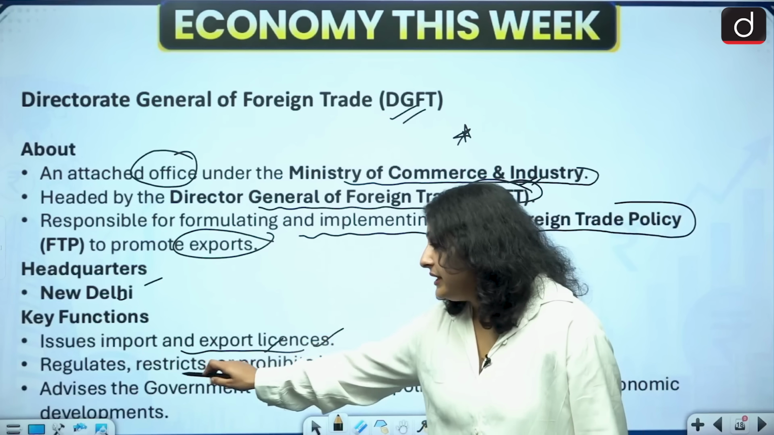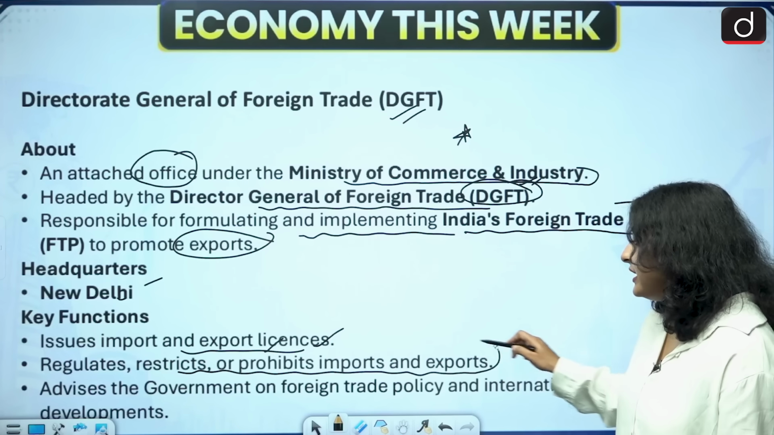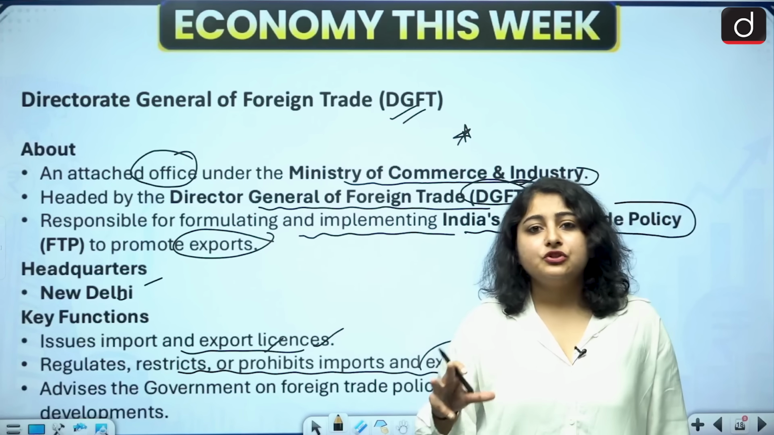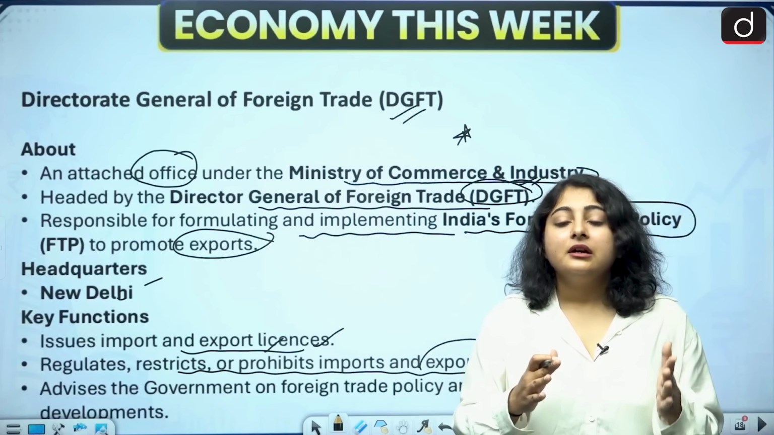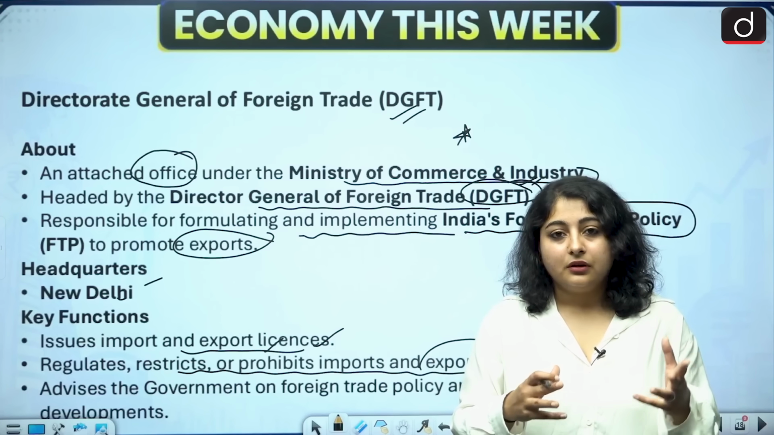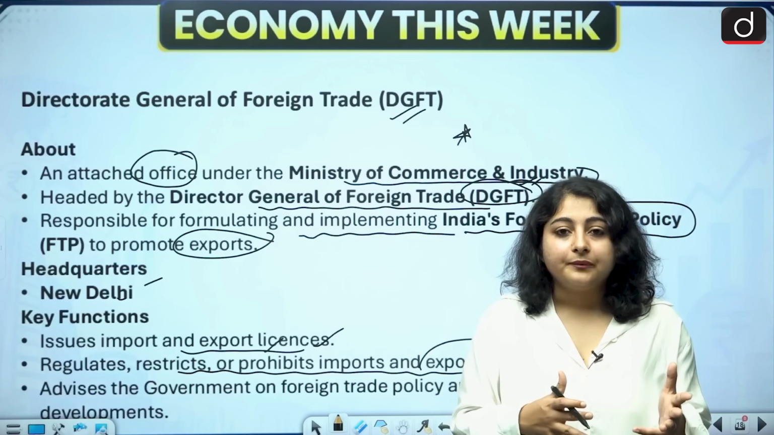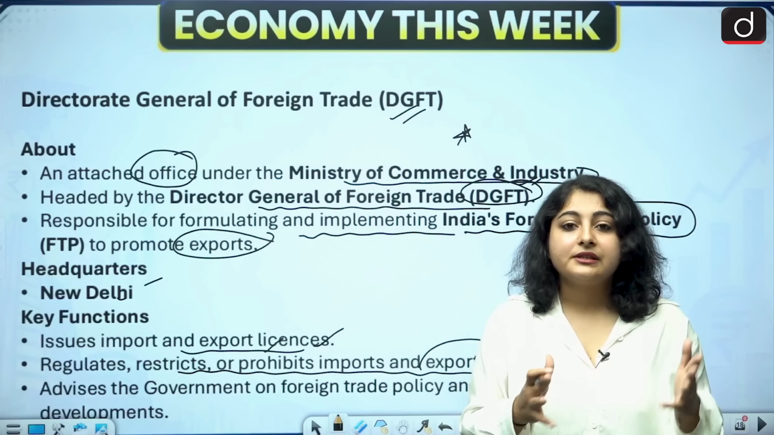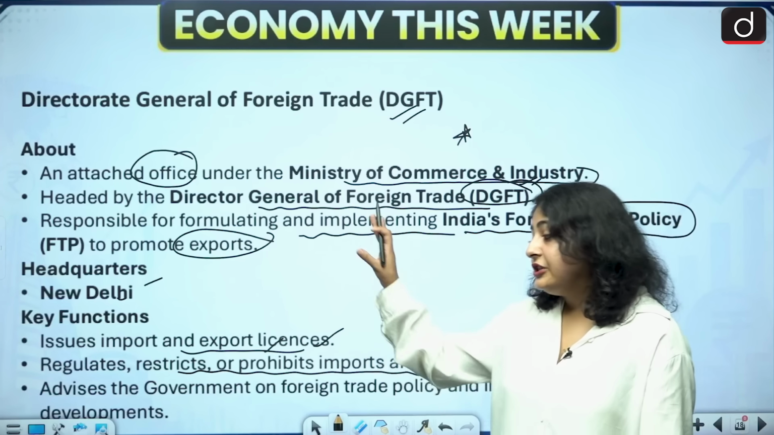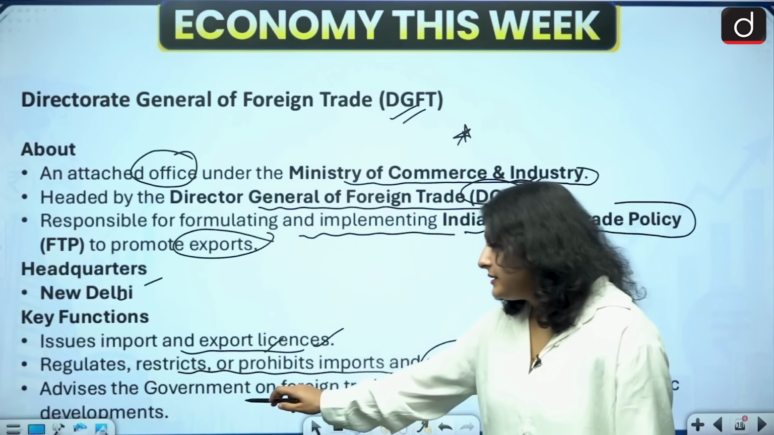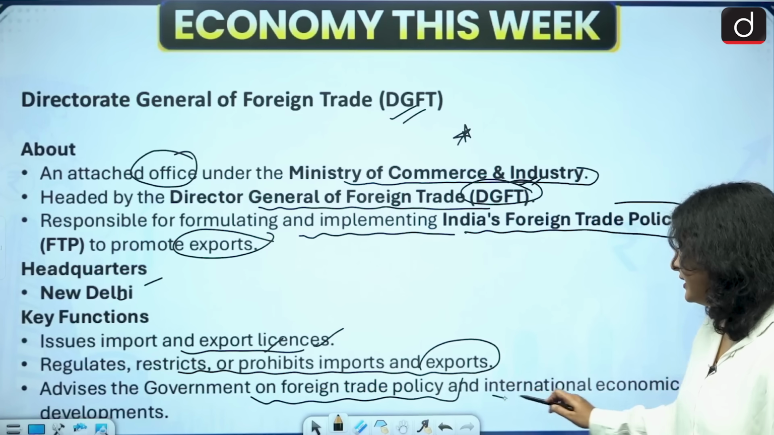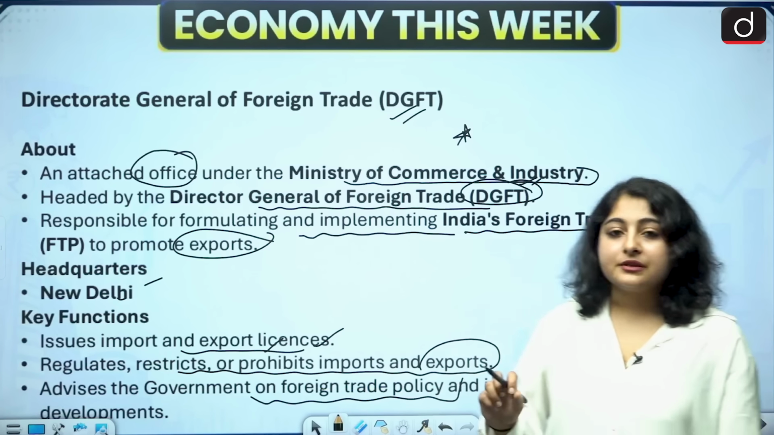Then it also regulates, restricts or prohibits import and export. There are certain things which you cannot import. There are some key endangered species, it could be an animal, it could be a plant, flora and fauna. You cannot trade in them. So who decides it? DGFT decides it. It also advises the government on foreign trade policy and international economic developments. All right.